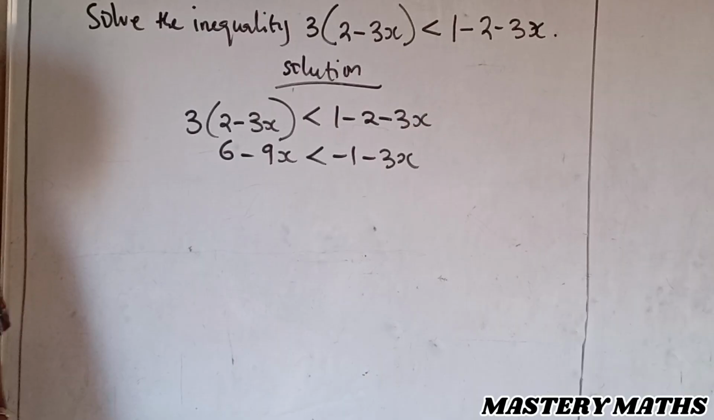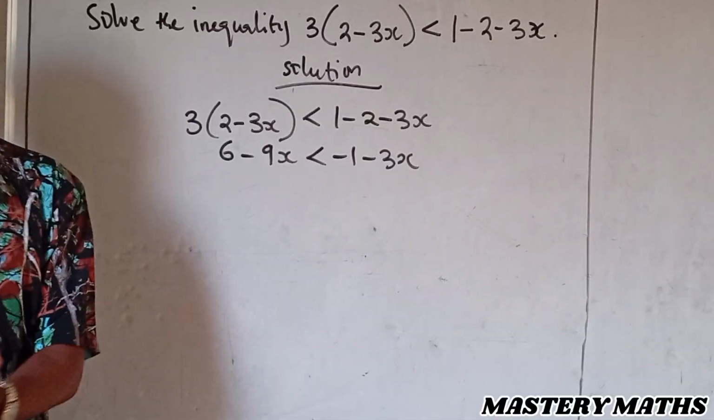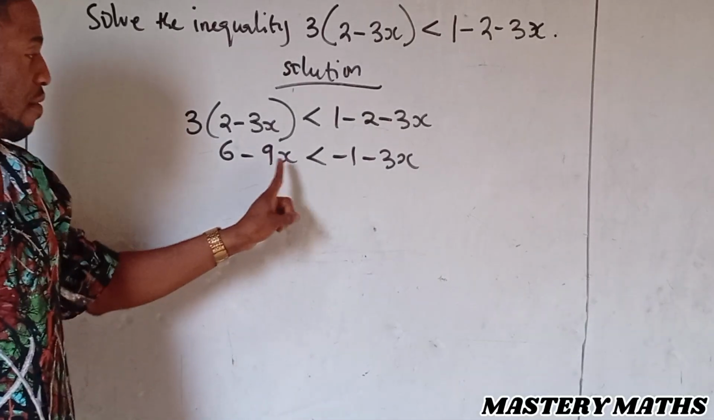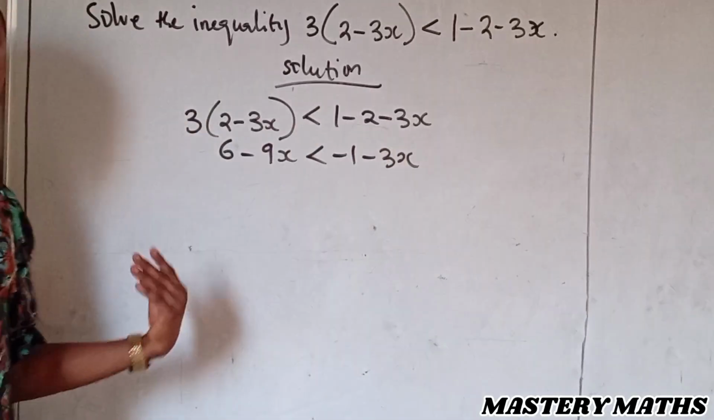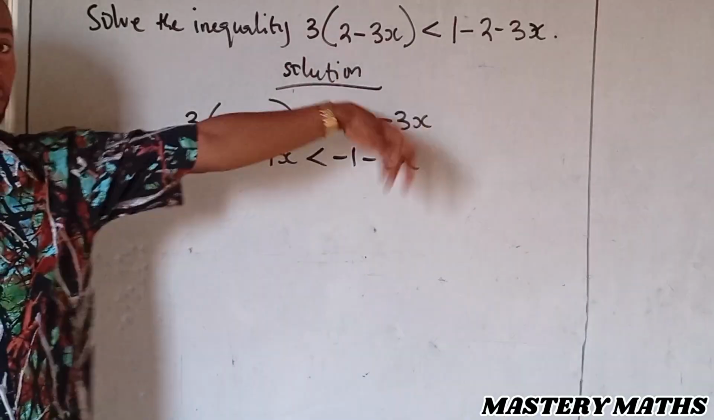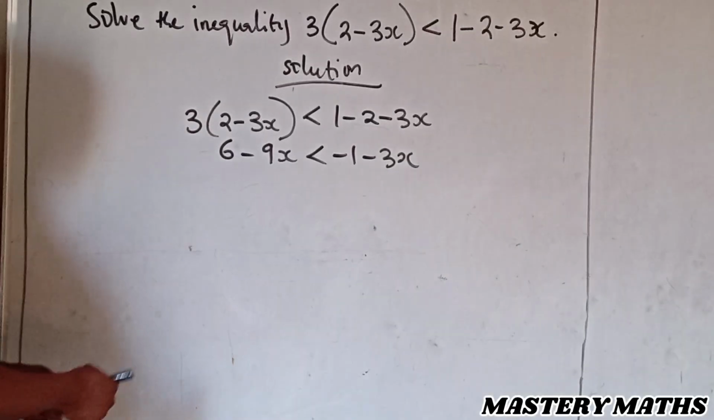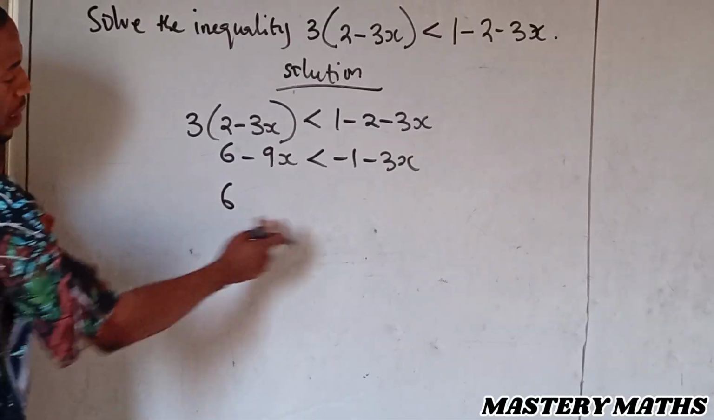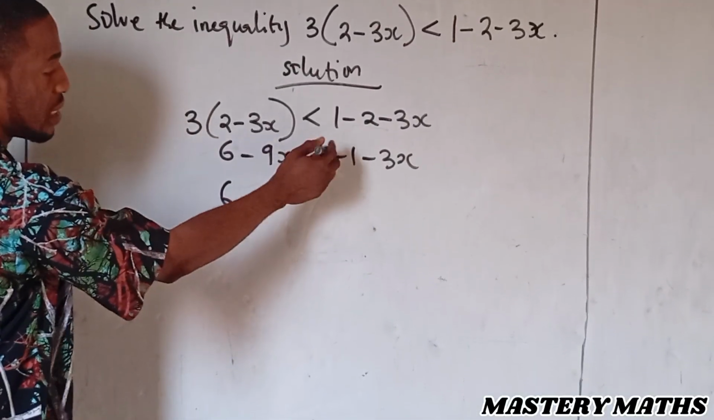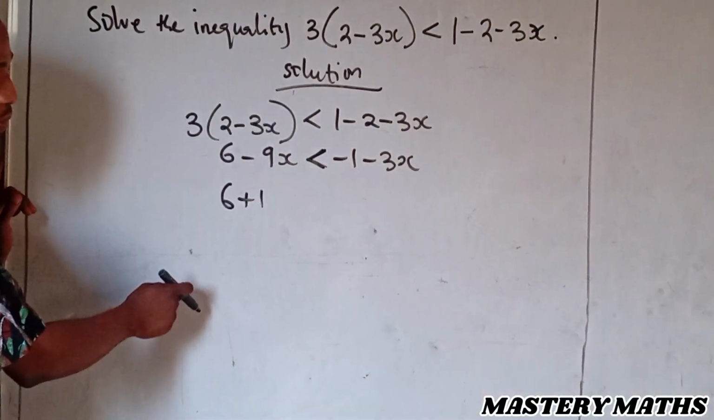So what should we do? The next is collecting of like terms. We collect the ones that have a variable and coefficient to a particular side, and the other ones will go to the other side. We separate them, collecting like terms. And in collecting the like terms, this 6 will be here. Then the minus 1, when minus 1 crosses this sign, coming to this side, it changes to plus 1.